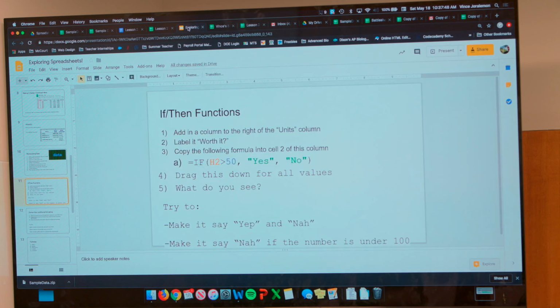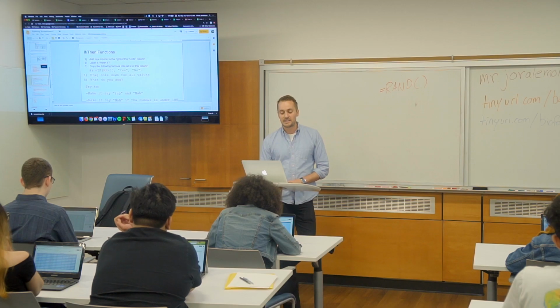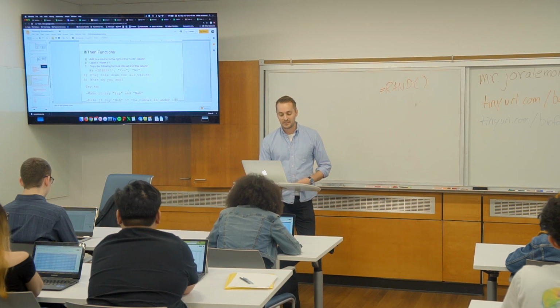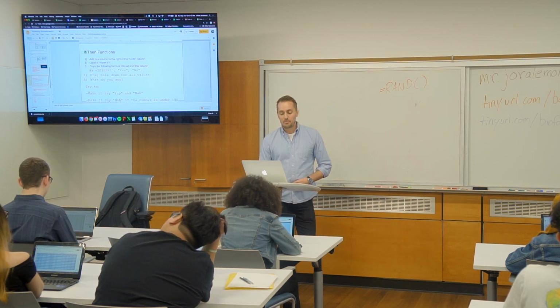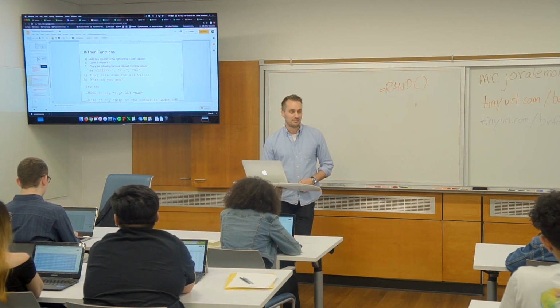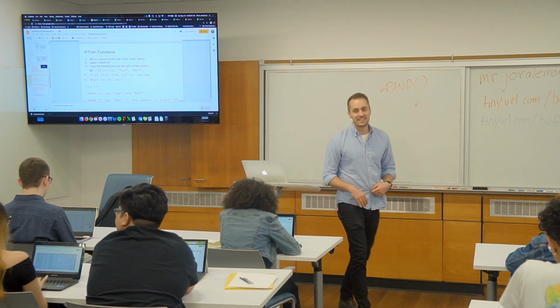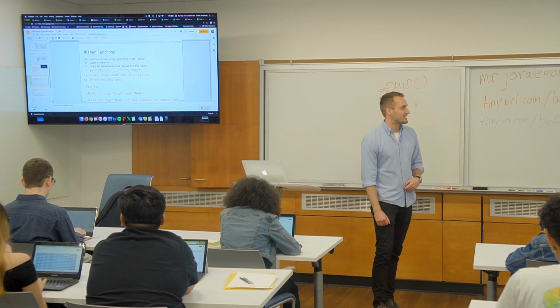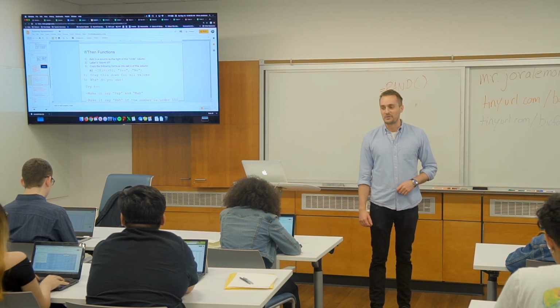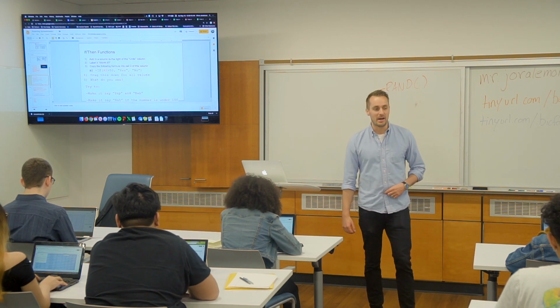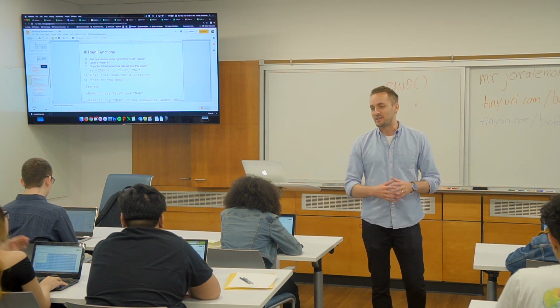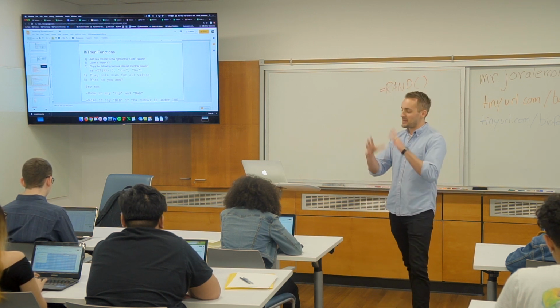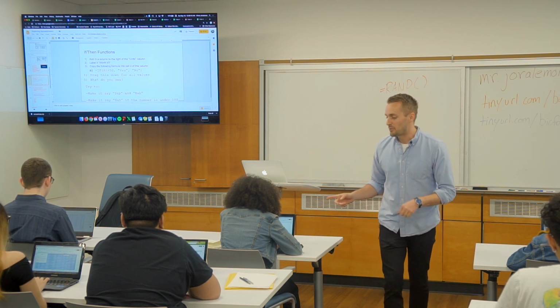So let's figure out what our next thing is. The next thing I want you to try to do is, instead of having to say yes or no, have it say yep or nah. And then if you get it to say yep or nah, try to change it to say nah if the number is under 100. So maybe I change my mind and I say, well, unless they're giving me 100 units, then I don't want to do it. Or you could make it under 75 or something. So I'll have you work on that.